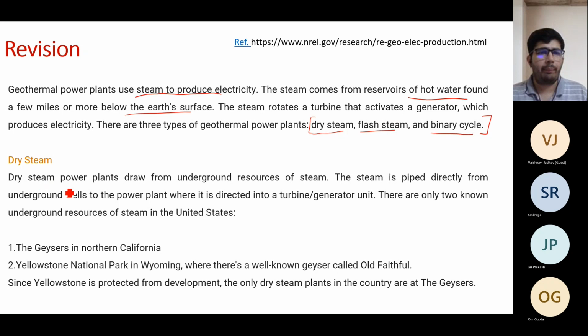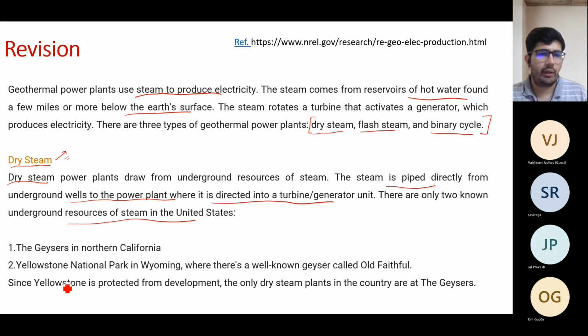Dry steam power plants draw from an underground resource of steam. As the name suggests, you are getting the dry steam directly. Okay, you are getting the superheated steam directly from the resources, and you are running the turbine from that steam. The steam is piped directly from the underground wells to the power plant, where it is directed into the turbine or generator unit. There are only two known underground resources of steam in the United States. So for the United States, these two resources are there. They are producing the dry steam directly.